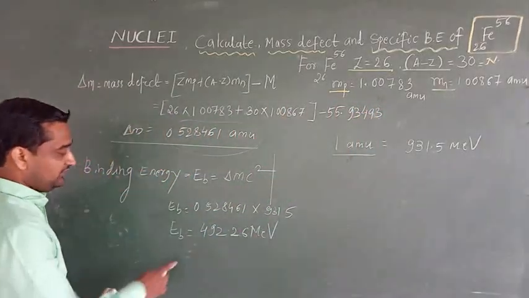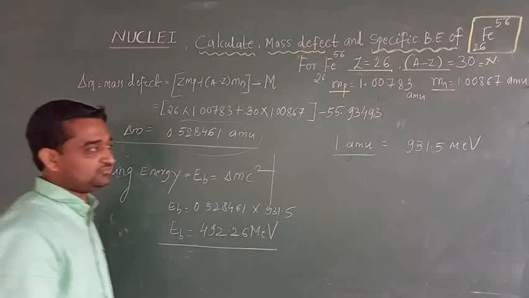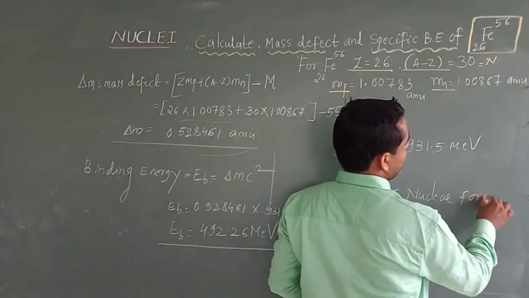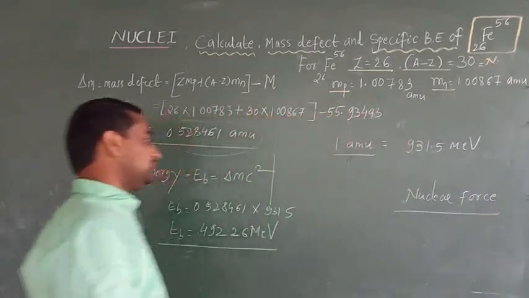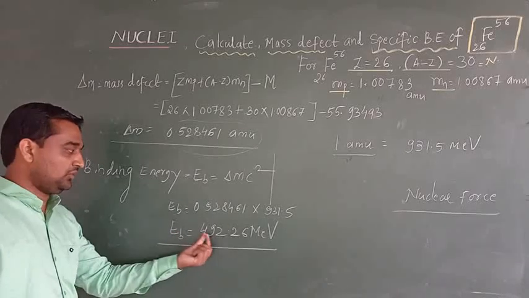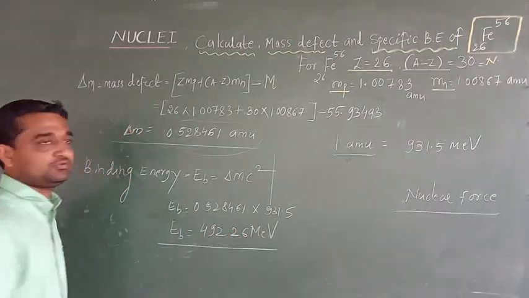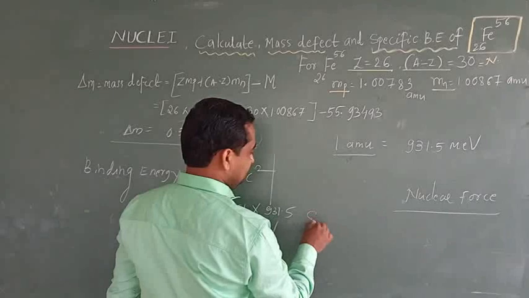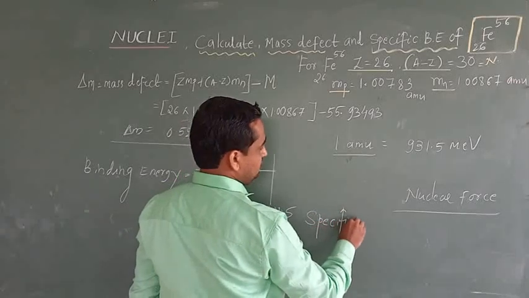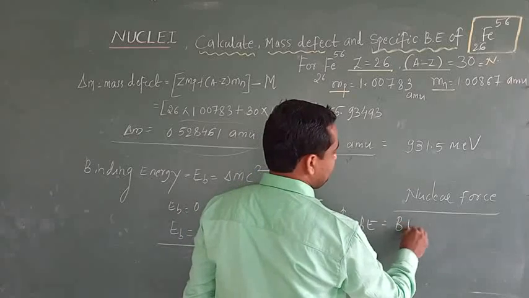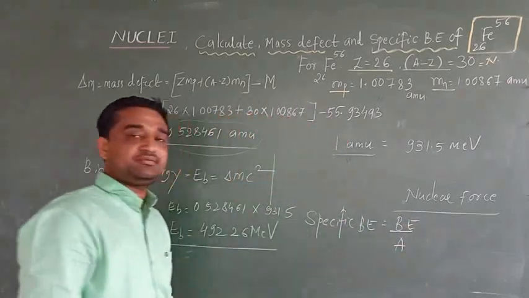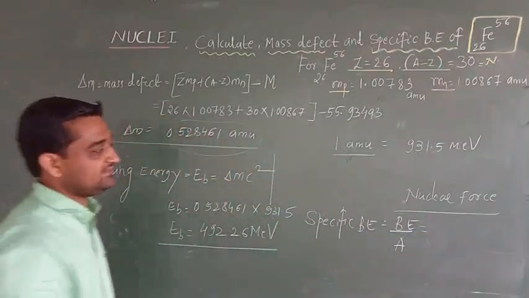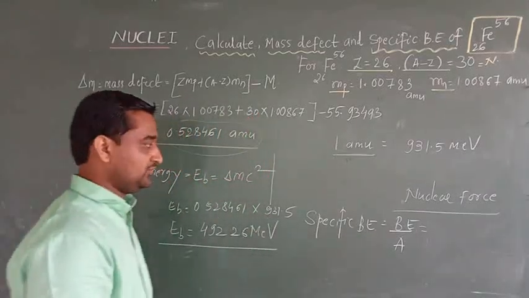So next, we have to discuss why this binding energy is required, because we have to introduce one more concept here, the nuclear force, right? So EB, binding energy, is equal to 492.26 mega electron volt. Then what we have to calculate here? The specific binding energy. Specific binding energy is equal to the binding energy divided by its atomic mass number, right? Specific binding energy is also called binding energy per nucleon, right?